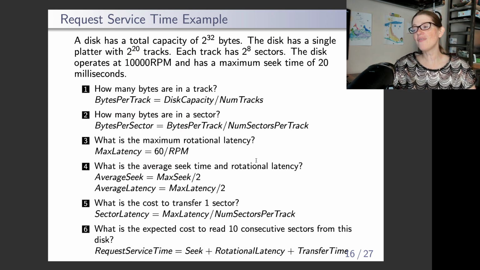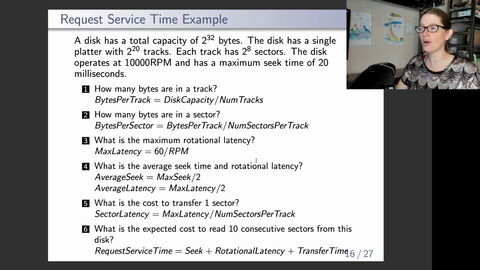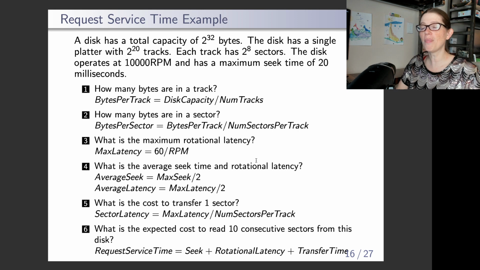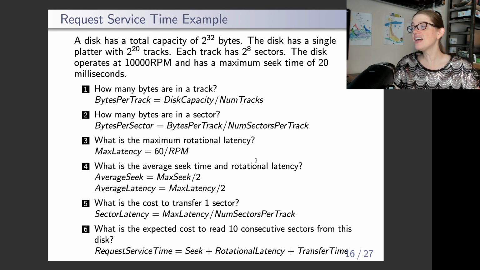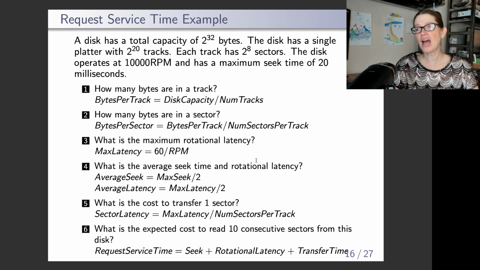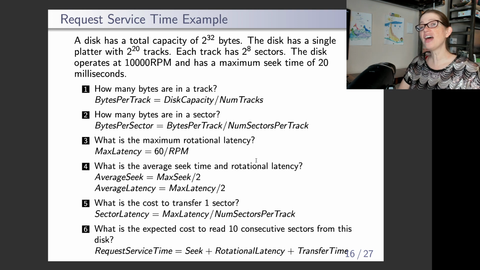So here we have a bunch of formulas that we use to actually calculate how long different IO operations take. So let's actually walk through this little example here. We're going to have a disk with a total capacity of 2 to the power of 32 bytes. That's 4 gigs. And the disk has a single platter, and there are 2 to the power of 20 tracks. Now the platter is going to also be single-sided.